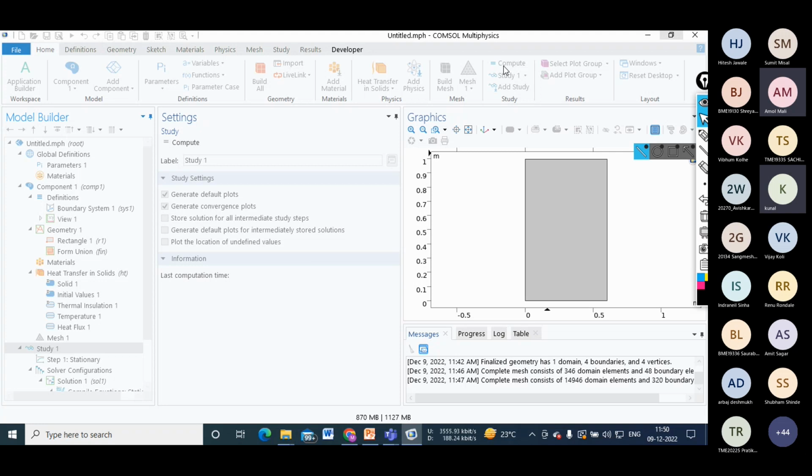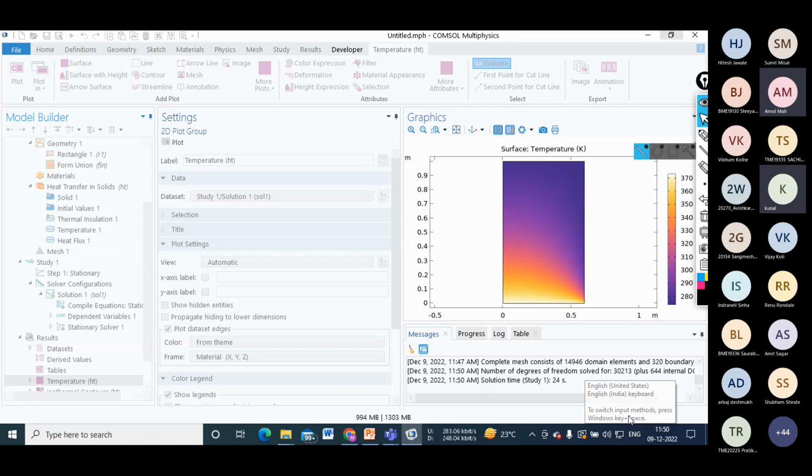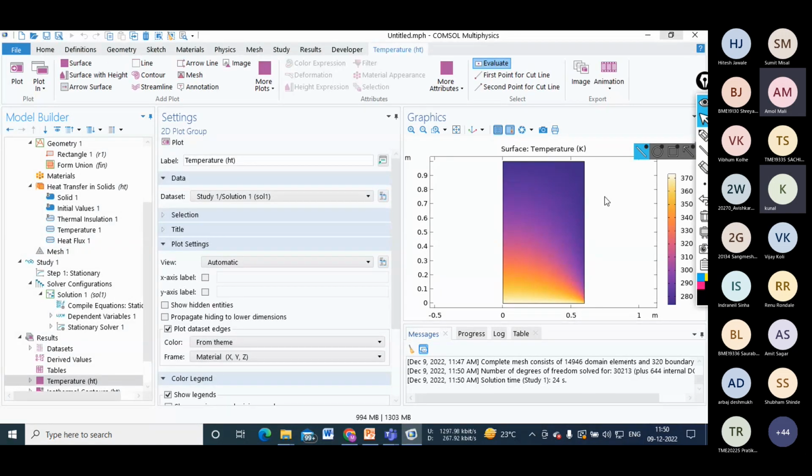So actually this is the 2D problem, so less than 1 minute should be required for solving this problem. Here you can see this bar is showing your problem is solving now. This window will show us how heat is flowing. This color range will show us what. At the bottom it is 280 degrees Kelvin, and at the top 370 Kelvin is there.